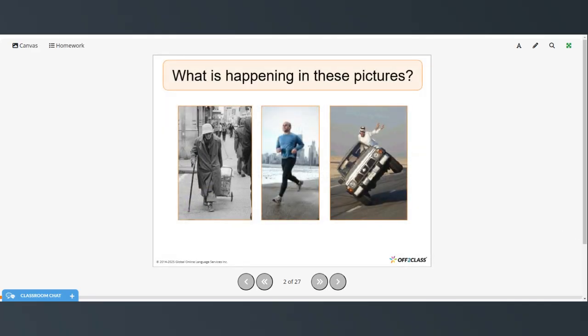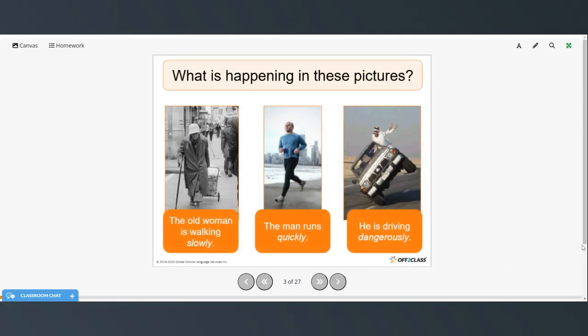So what is happening in each of these pictures? Just see if you can describe each of these pictures. So the old woman is walking slowly. The man runs quickly. And he is driving dangerously. So slowly, quickly, and dangerously are all adverbs.